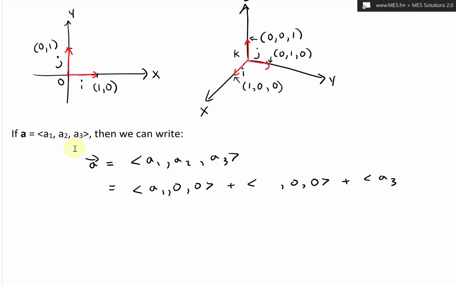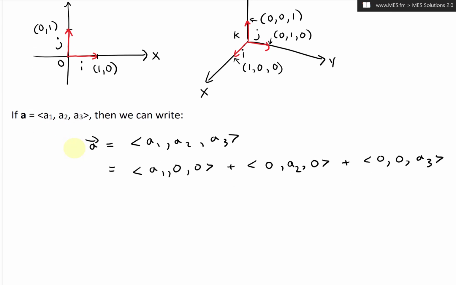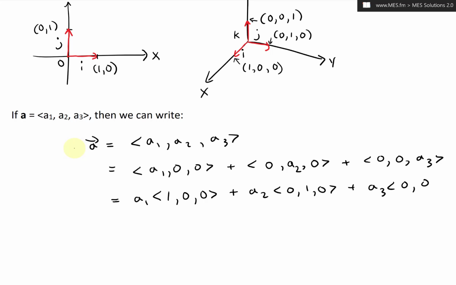Actually, no, this is not A2 there. This is 0. This is A2. So we just take away the zeros besides the A1, A2, A3 in their corresponding separate vector. It's going to be 0, 0, A3, like that. And now what we'll do is factor out the A's, using basic properties. These are just scalars or real numbers. We're going to get A1 times 1, 0, 0, plus A2 times 0, 1, 0, and then A3 times 0, 0, 1.